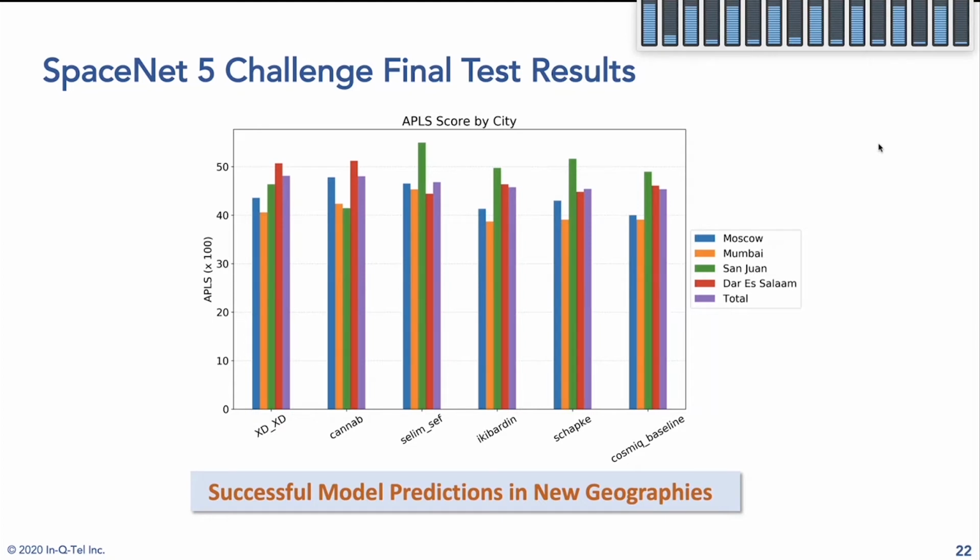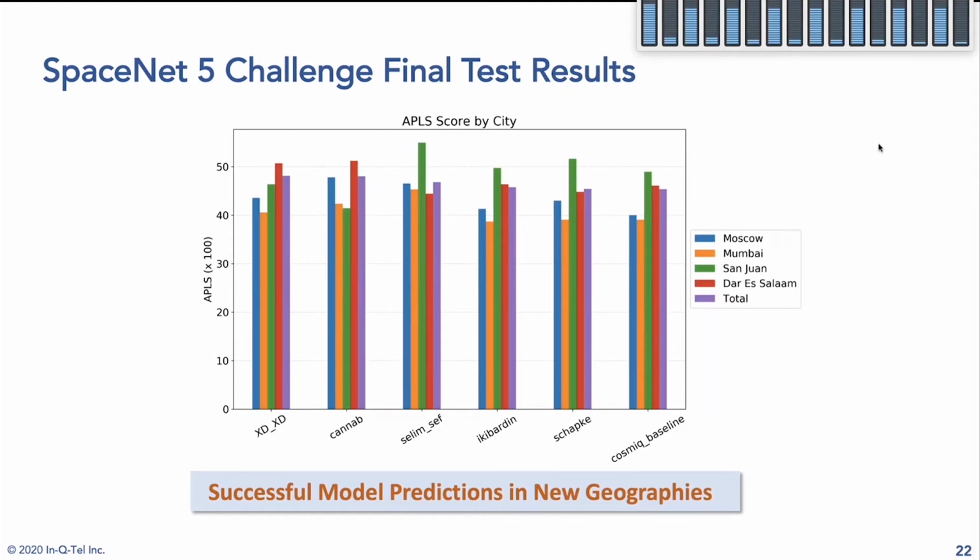And again, this is a little bit of a teaser to what we're hoping to show when the testing is done. But what we saw is that the red bar here, which is Dar es Salaam, is not significantly below the other cities. And so we see successful model predictions in new geographies. There are a number of reasons for this we don't have time to go into now, but that's pretty exciting, because you often hear that you need pretty much exhaustive coverage of different areas to have a good model that will transfer. In this case, that's not necessarily true.